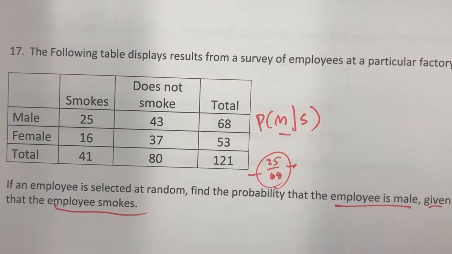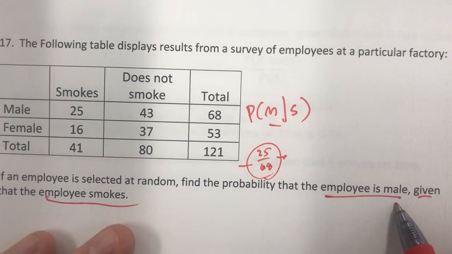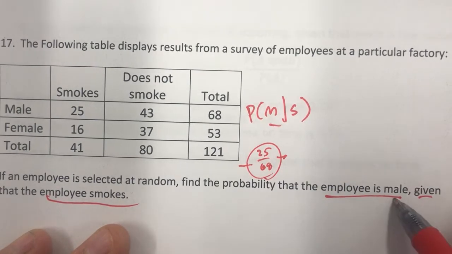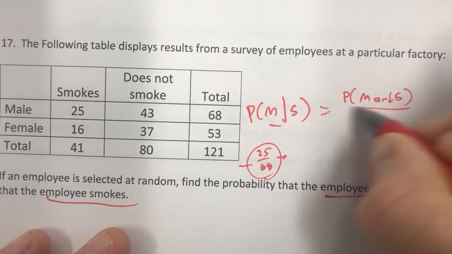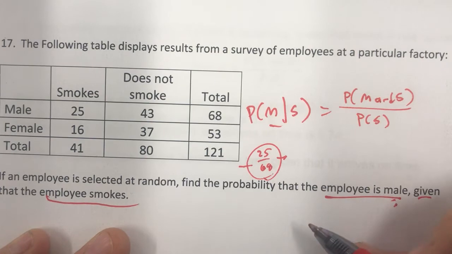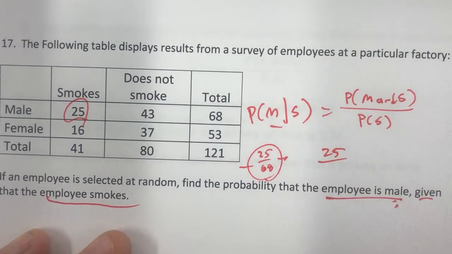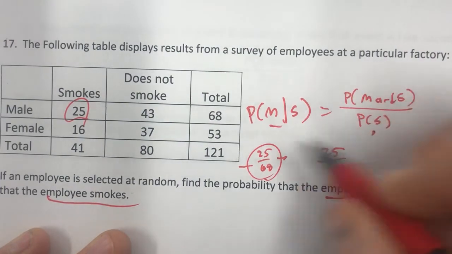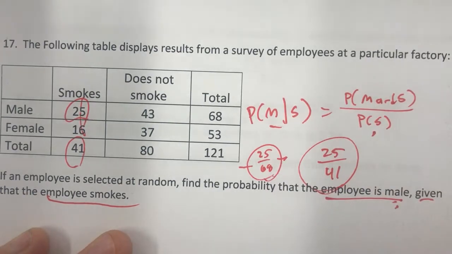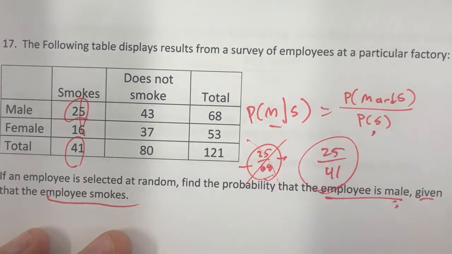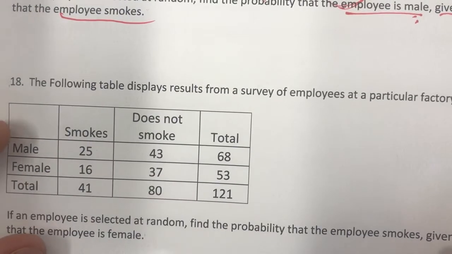Now notice it's going to be different because here, we're going to have male and smokes. This is going to be right on here, male and smokes divided by probability smokes. Male and smokes is 25. So see the top number is 25, just like that was. But here's the probability smokes, which is down here, 41. So see, it's different. This is not the answer there. Here's the answer for this one.